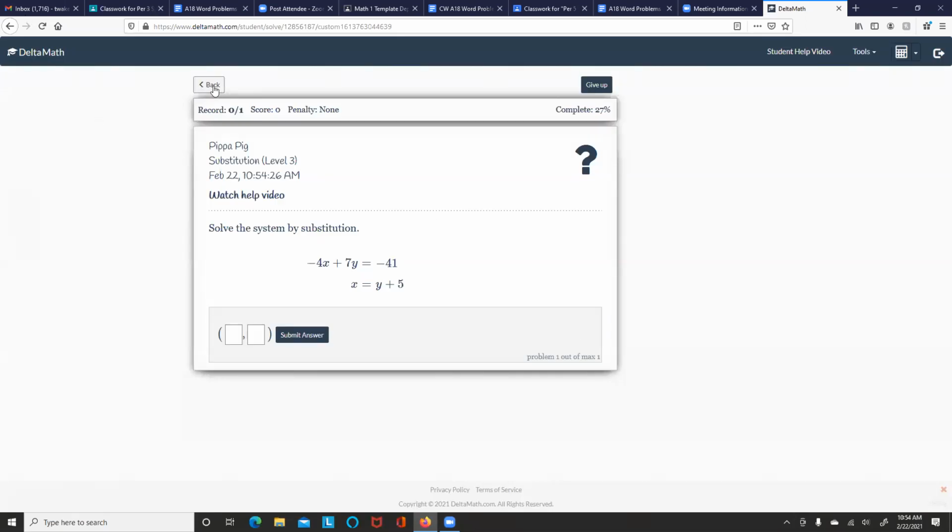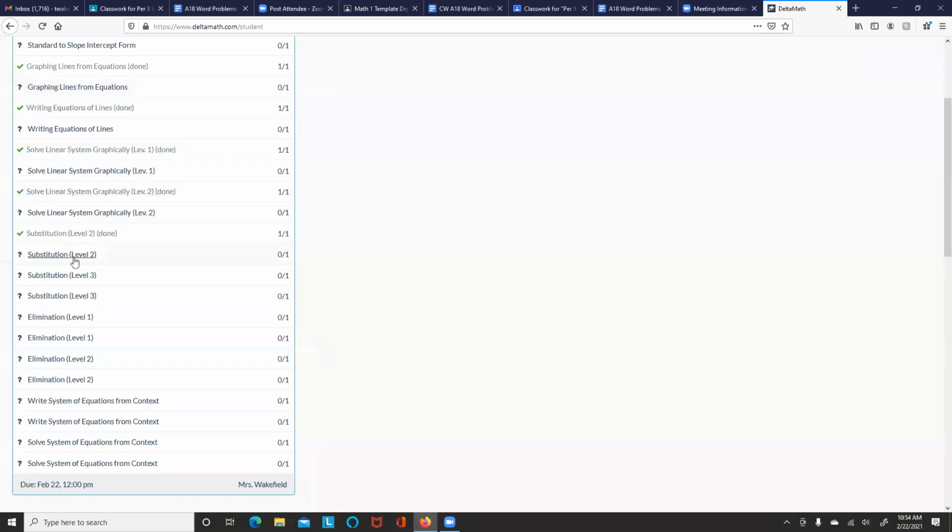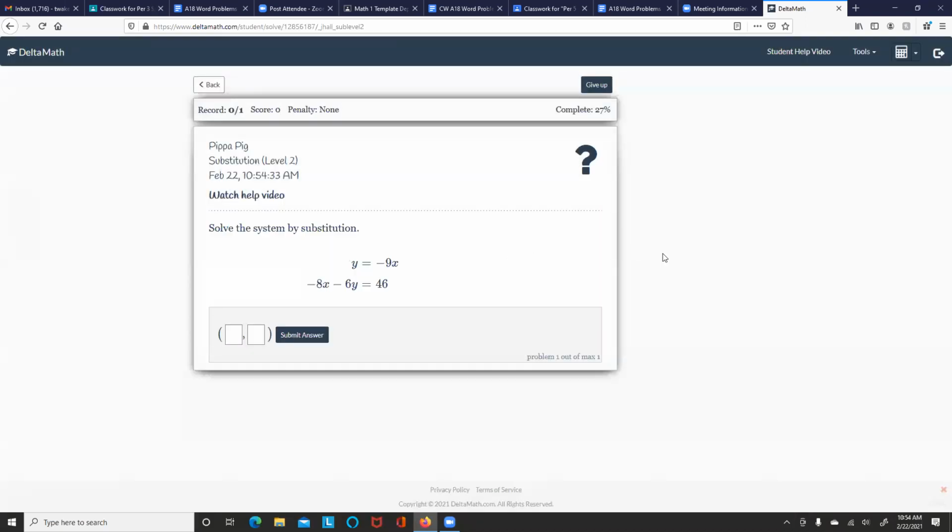Oh, I forgot to go back and let you do the second one, right? So go ahead and do substitution level 2 there. That's your problem to do. If I'm going too slow, I'm sure some of you have sped up already and finished some of this, I think. I'll go into Delta Math and check right now if anybody's finished.